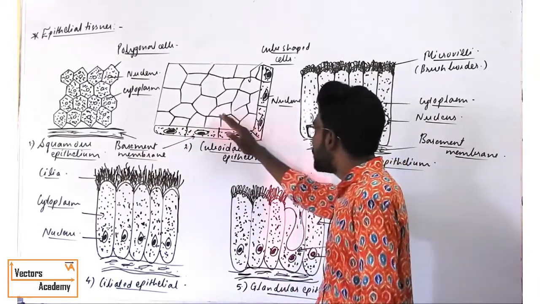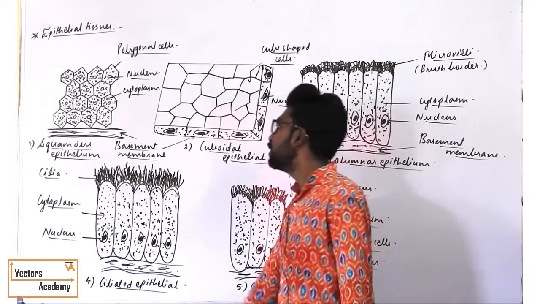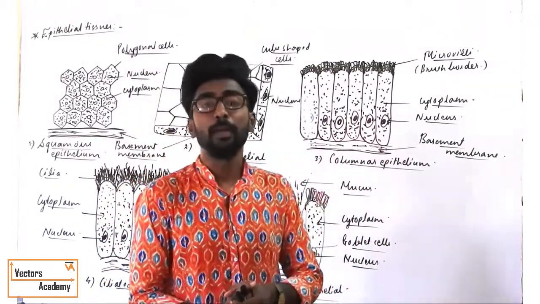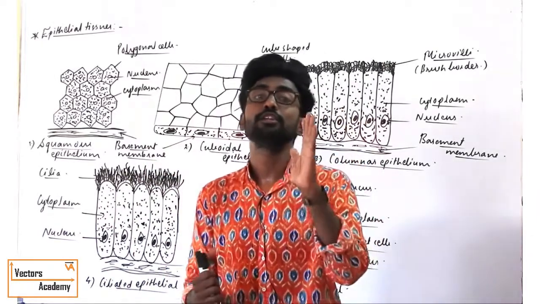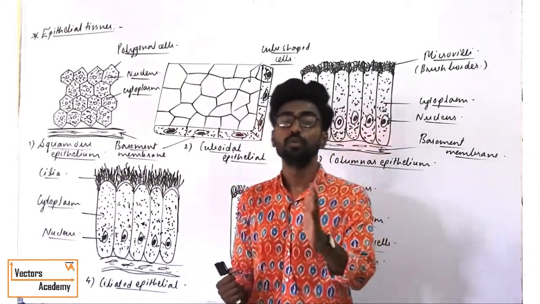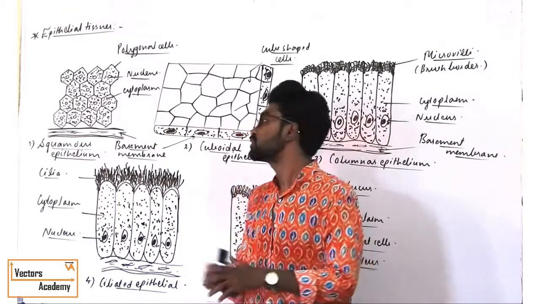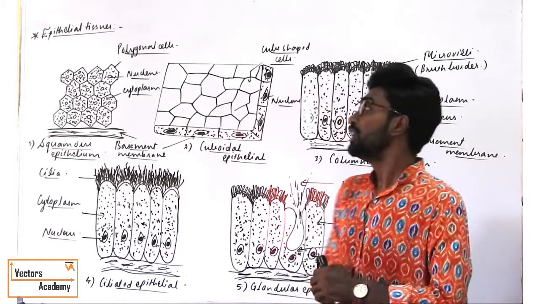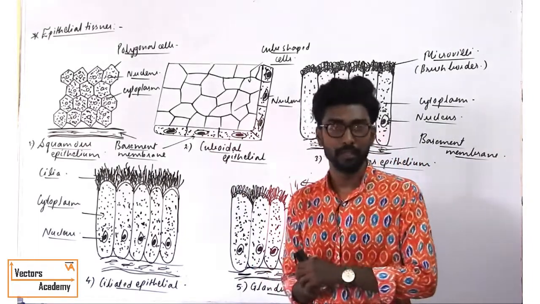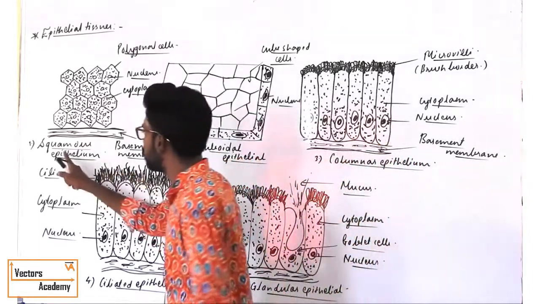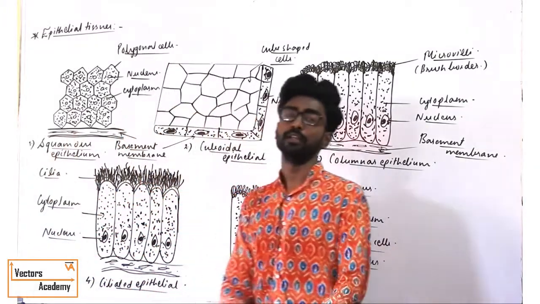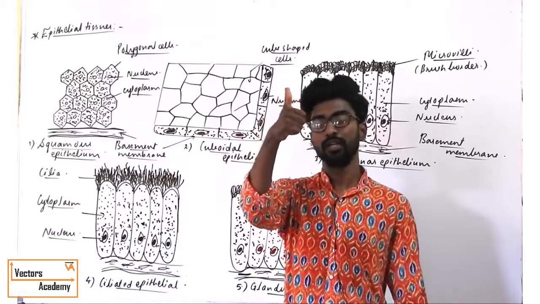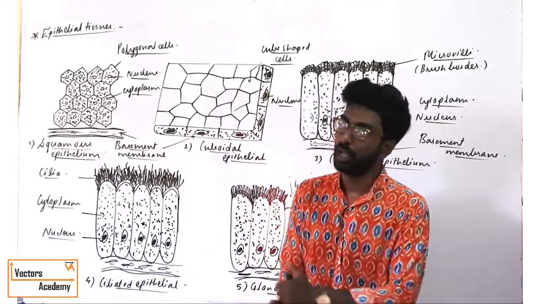So all epithelial cells lie on a non-cellular membrane, and that is called basement membrane. Now one peculiarity of the epithelial tissue is that it does not contain its own blood vessels. They are avascular. Now let's start with the different types of epithelial tissue. The first one is called squamous epithelium. For every tissue we are going to study 3 points. First, location, second, structure, and third, the function.